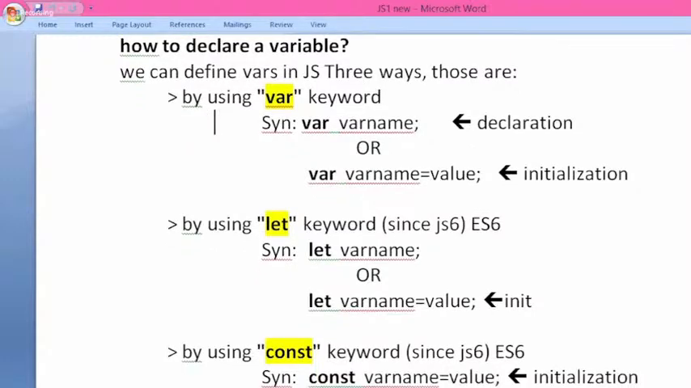By using the var keyword, by using the let keyword, and by using the const keyword. Yellow colors are observed now. Let, var, const. What are these three, sir? Three keywords. Keywords means already defined words. So what is the purpose of these three keywords, sir? To define the variables in JavaScript.